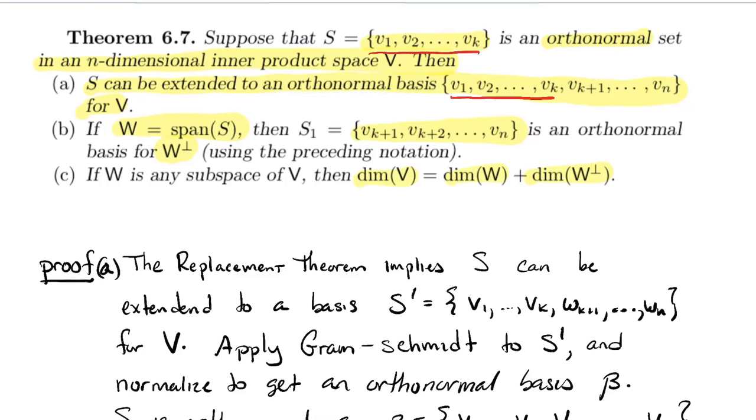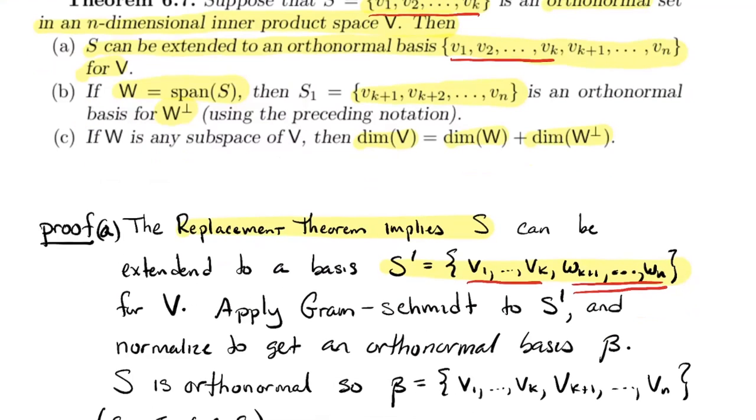So looking at part A, we give ourselves this orthonormal set. Orthonormal sets are orthogonal sets with no zero vectors in them, so they're linearly independent. So the replacement theorem from way back at the beginning of our course says that we can extend that to a basis for V. I've still got my v1 through vk, but I'm calling the extended vectors wk plus 1 to wn, because what I'm going to do to that basis is apply the Gram-Schmidt process to it. Gram-Schmidt process applied to any basis gives me an orthonormal basis.